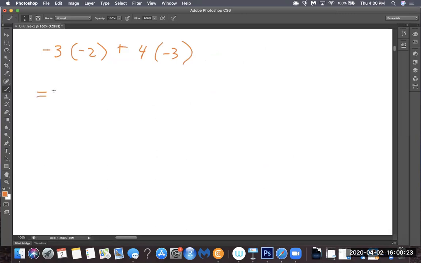What goes first? Parentheses. Which one? -2. Very good. And what's in front of the -2? -3. What's -2 times -3? Positive 6. Why? Because it's a negative times a negative. And a negative times a negative equals a what? Positive. Excellent. Write it down. Positive 6.